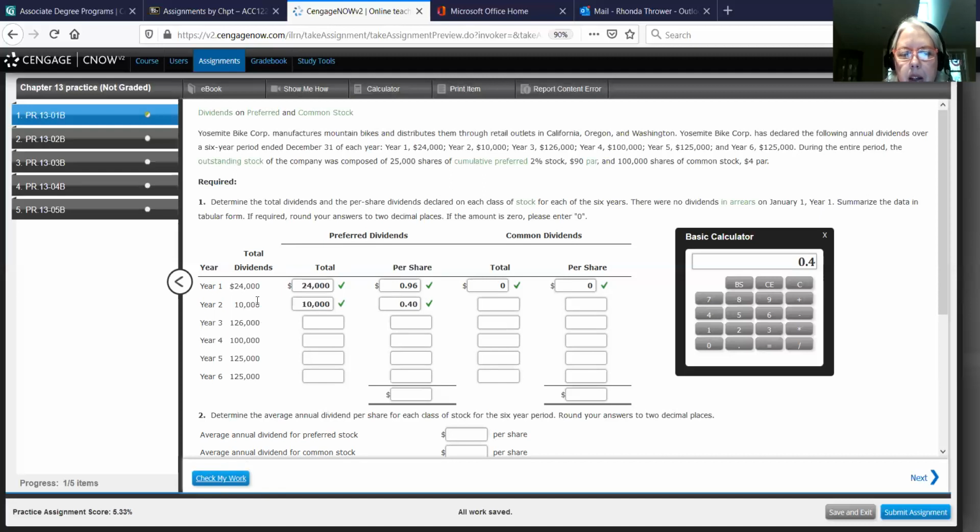Again, the amount of dividends that we paid in this company, or we declared in this company, was 10,000. 10,000 of the dividends were paid to the preferred stockholders because we have to pay the preferred stockholders what we owe to them first. And because there was none left over, the common stockholders did not get any dividends, nor would they have a common dividends per share.